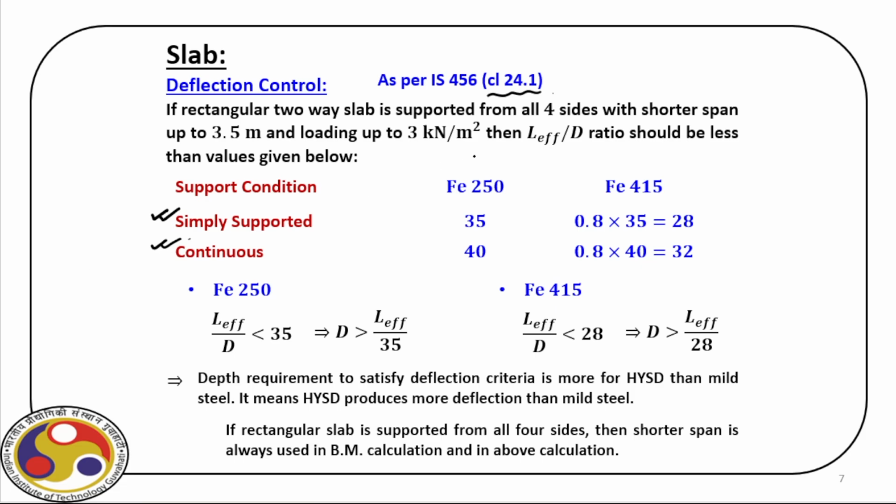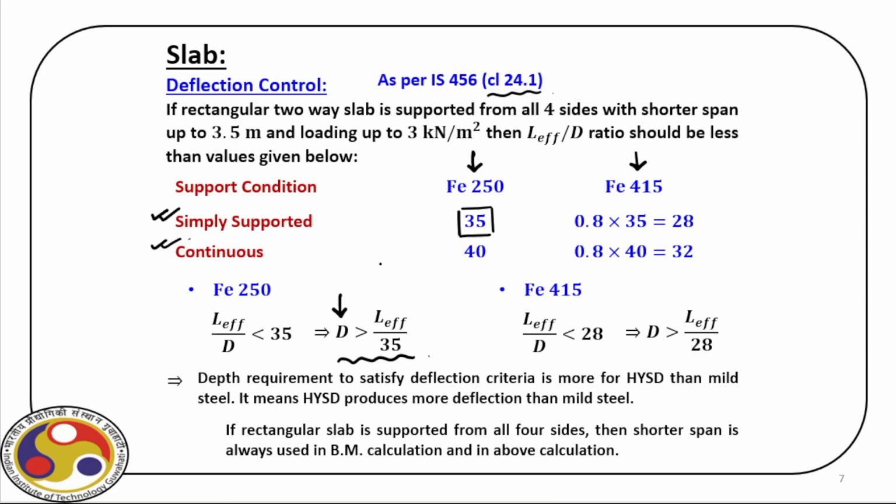For that, different grades of steel are here, either Fe250 or Fe415. For that, the value of L effective by d should be less than this value. So if we have a simply supported case where we use Fe250, then L effective by d should be less than 35. So from this, we get the first idea of the total depth of the slab.